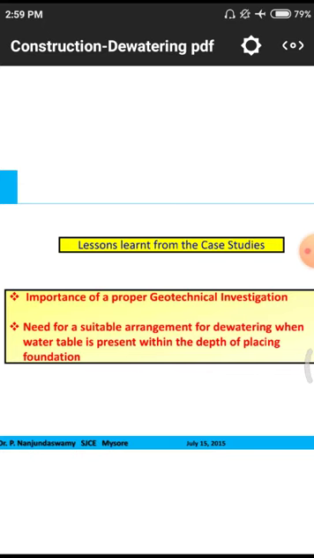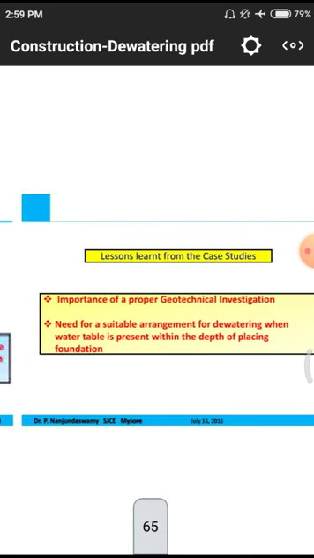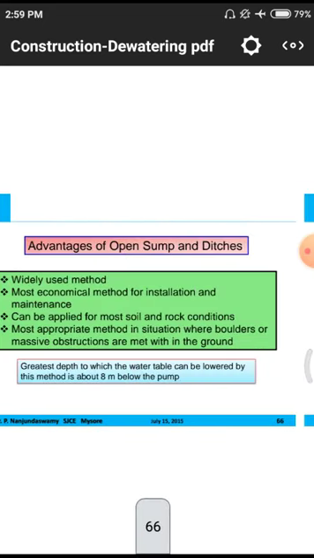Need for suitable arrangement of dewatering when water table is present within the depth of placing foundation, so that within the foundation level we won't have to go for construction. If it is a water structure, we have to get water-tight structures in foundation level.